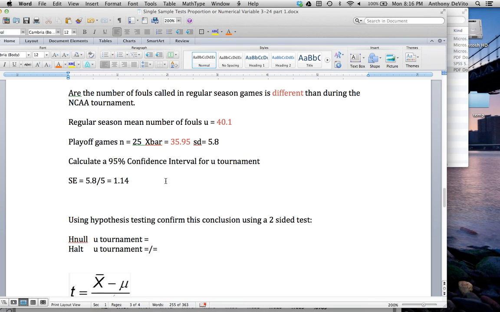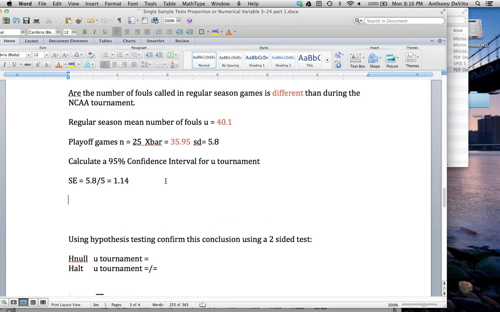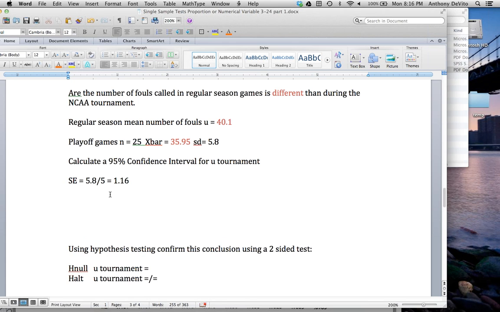Everybody happy with that? So now what is my confidence interval? 1.16? Oh yeah, you're right. Yeah, that's 3 over there, 1.16. So what is my confidence interval now? My confidence interval is 35.95, right? Plus or minus. Okay, now what am I going to use for my t-score?